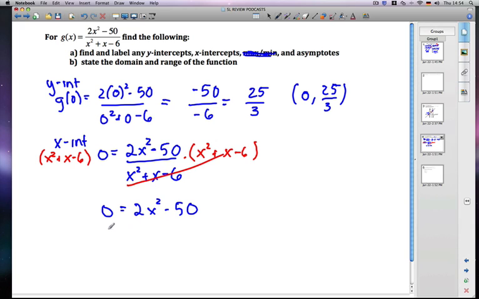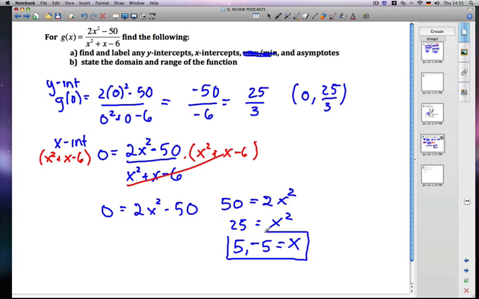From here you have two options. Either you can factor it, or you can simply bring the 50 to the other side. Then divide by 2, and we get 25 equals x squared. Remember our function: there were two x-intercepts. Some number times itself equals 25, and that's 5 and negative 5. Since it asks for the x-intercepts, we should state them as coordinates: (5, 0) and (negative 5, 0).